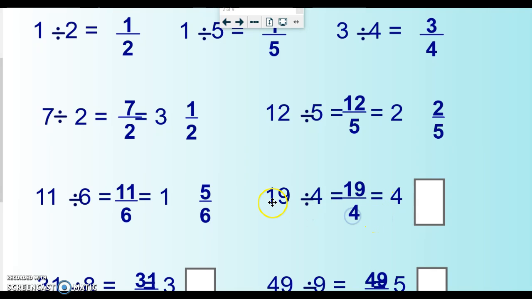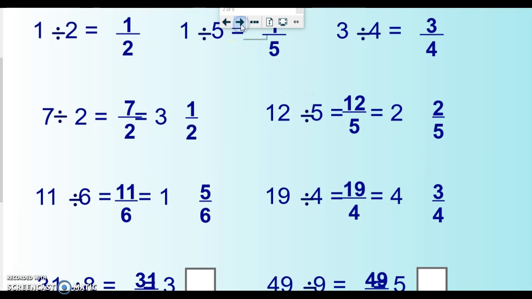Let's look at this one here. We've got 19 divided by 4. So that equals 19 over 4 if we were to put that in fraction form. How many times can 4 go into 19? When we count by 4's, we go 4, 8, 12, 16, which means 4 times. 19 minus 16 will get us 3/4 left over.